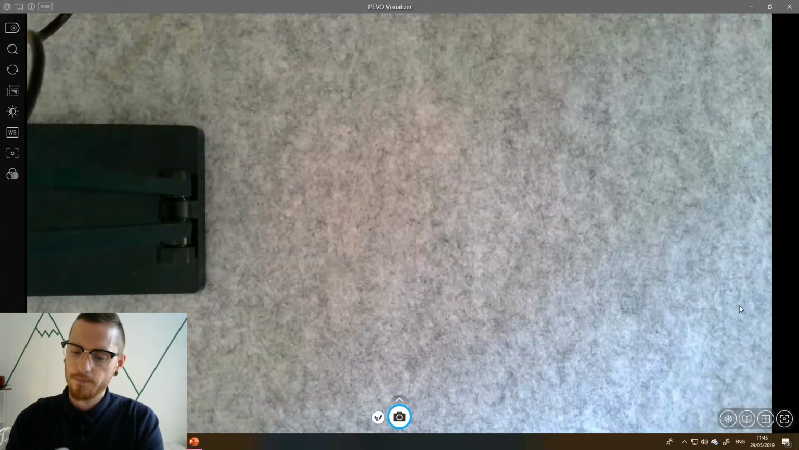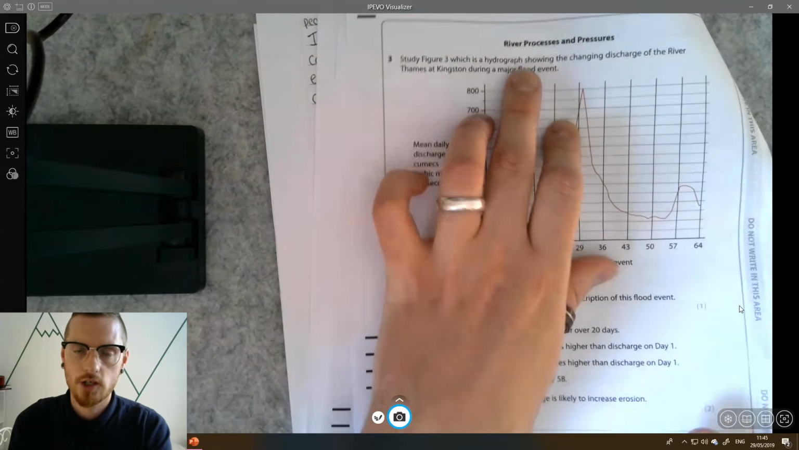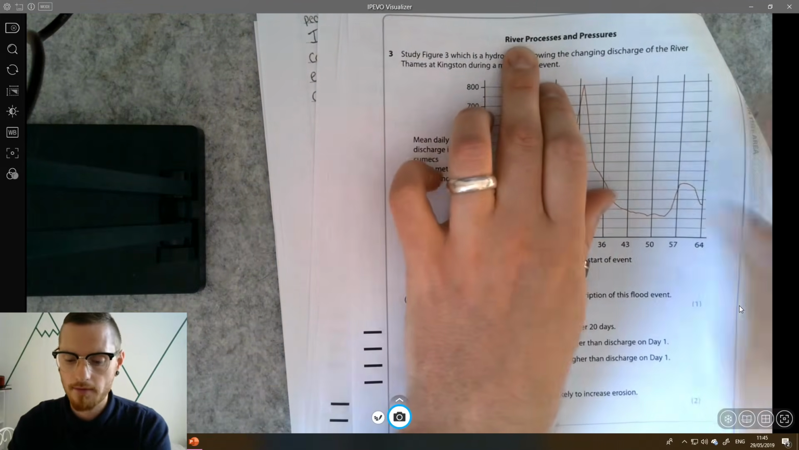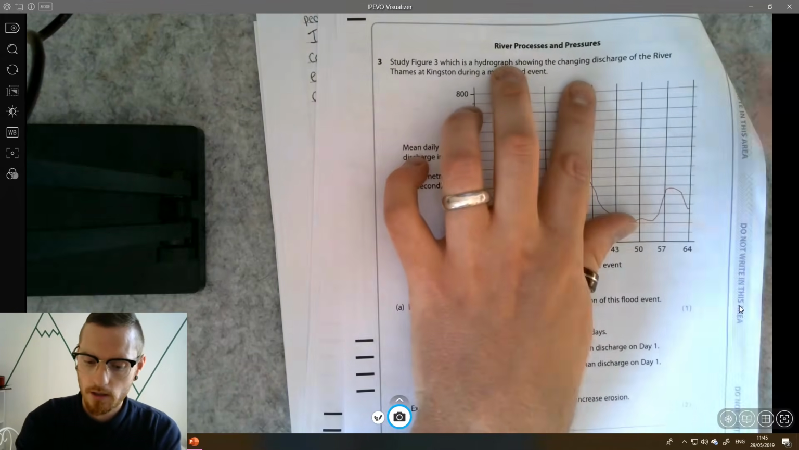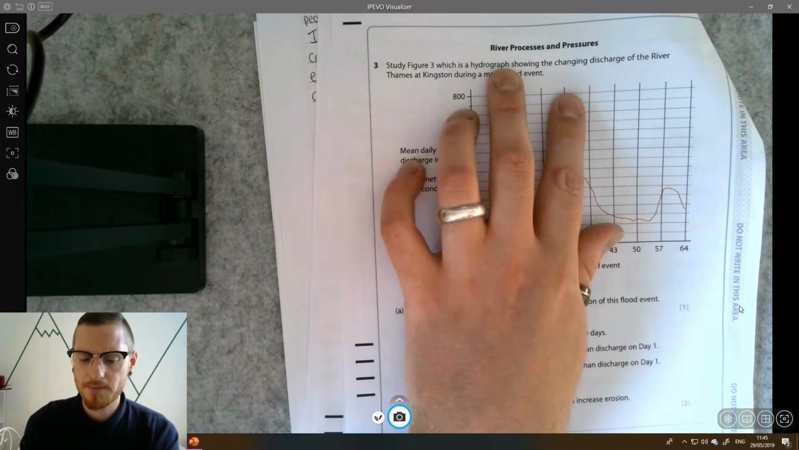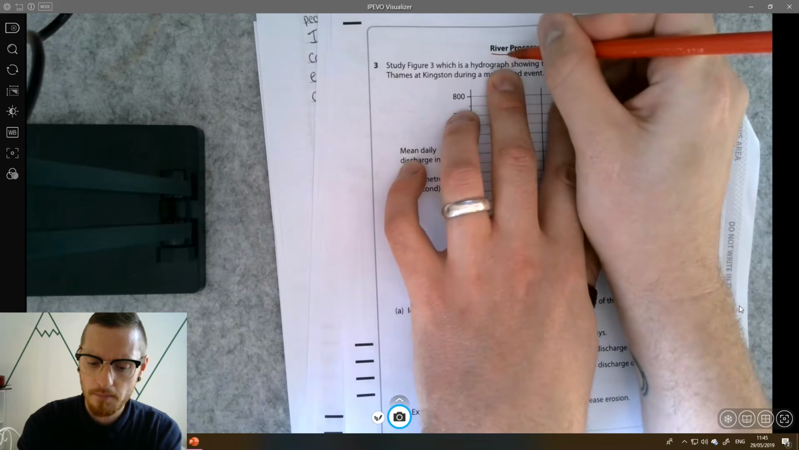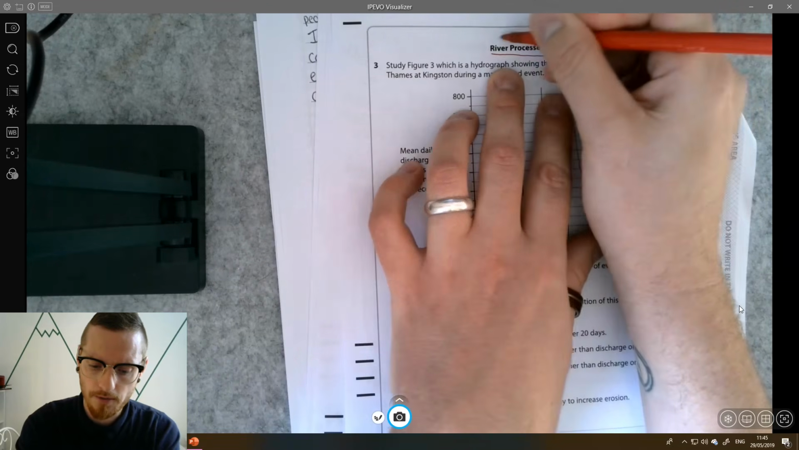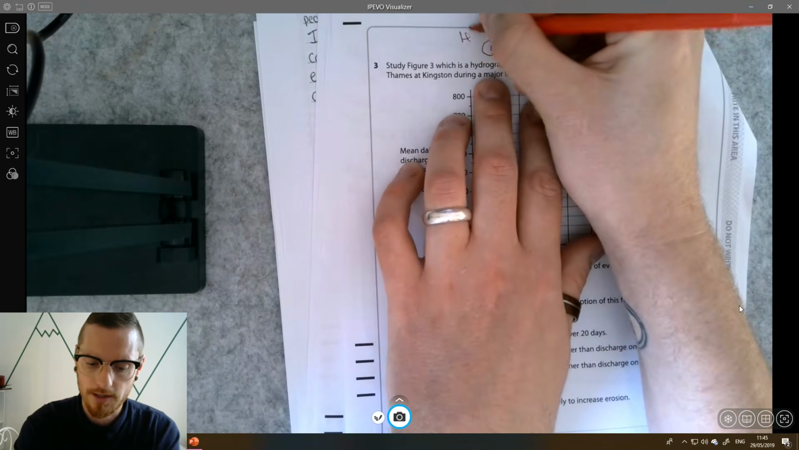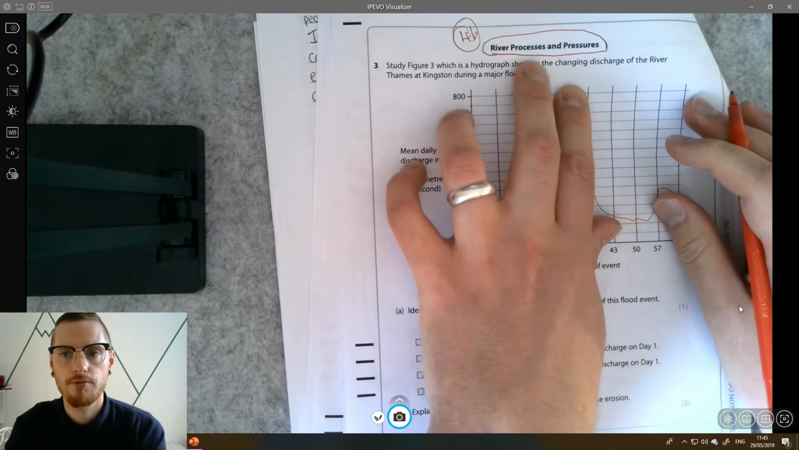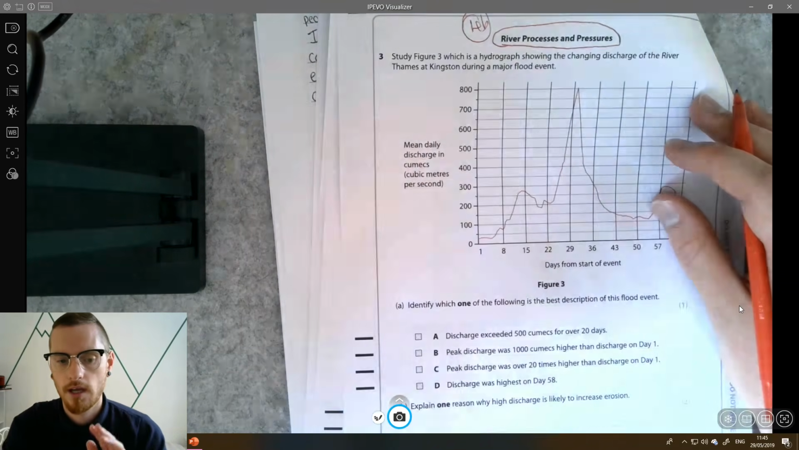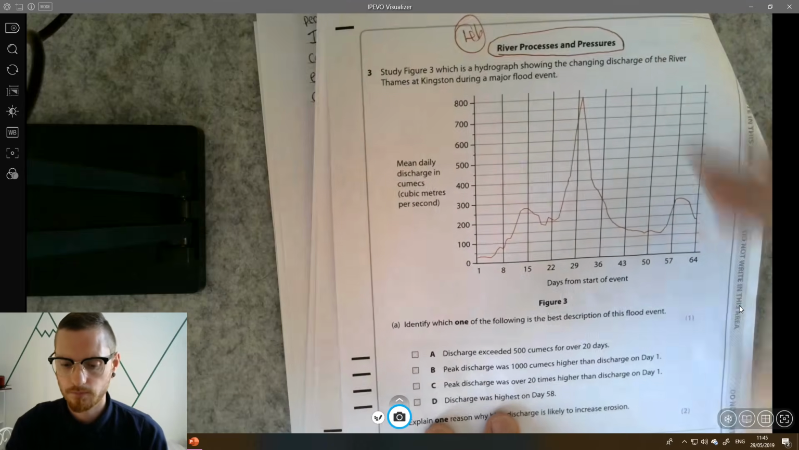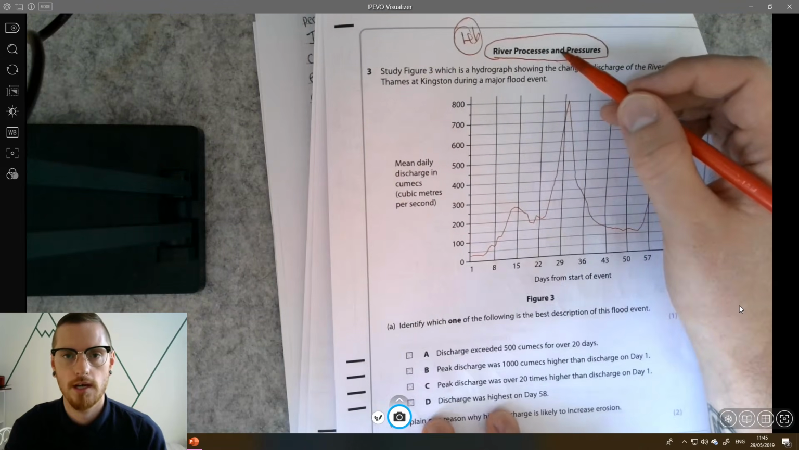So as I turn this over, we can see that I'm still on section A, obviously, but now I'm on to the final part of section A, which is looking at topic 4B, which is river processes and pressures. It's super important here that you notice this change.